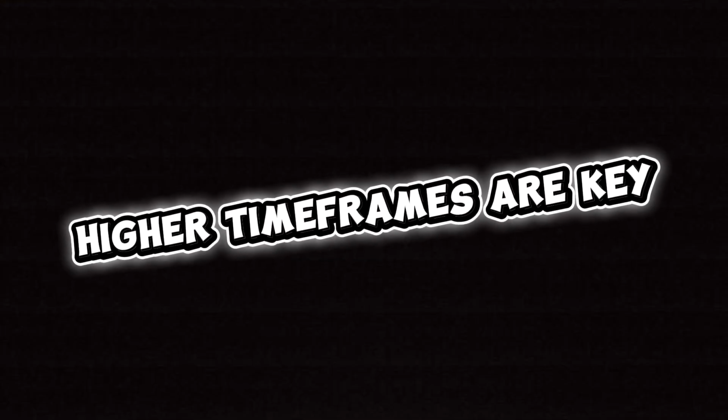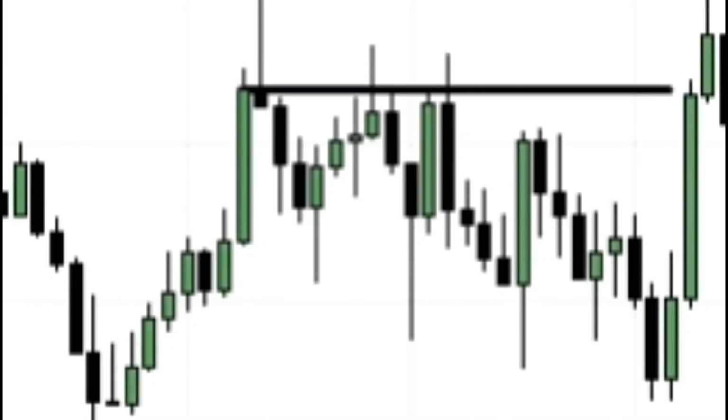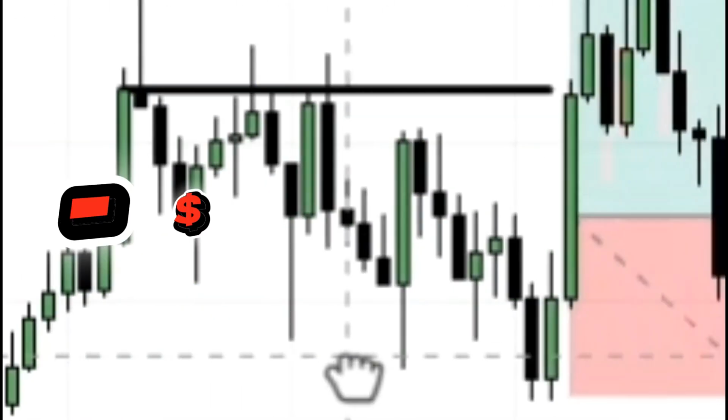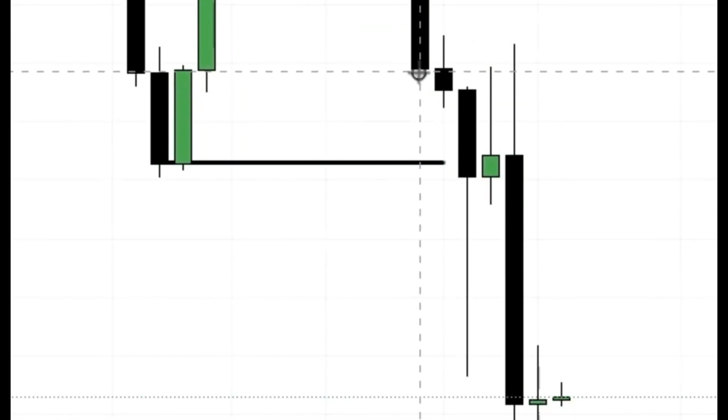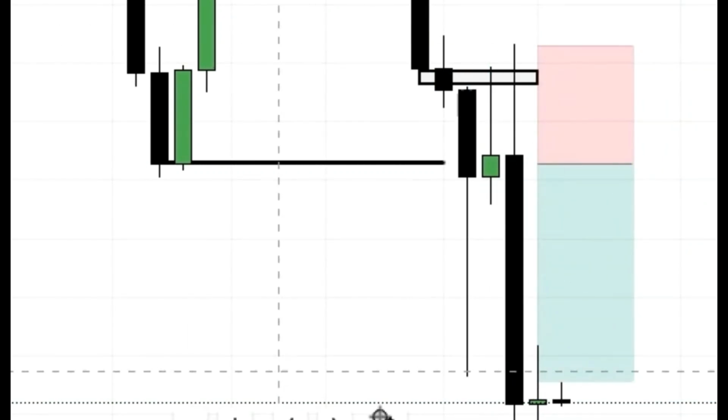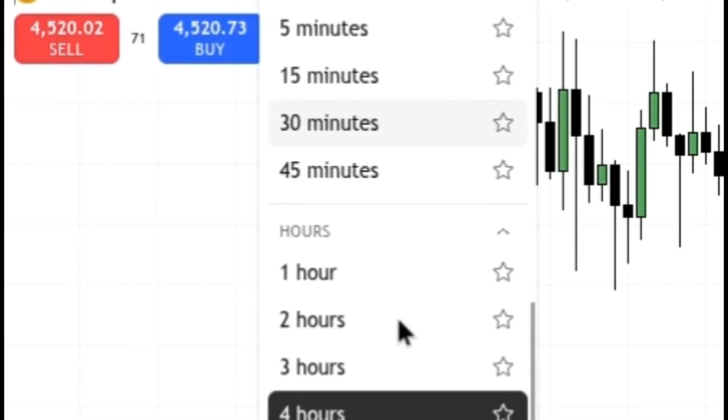Higher time frames are key. If you ever took a trade thinking that you were going to win and then it completely fails, it's probably because the higher time frame was showing something else. The higher time frames will always be higher probability.